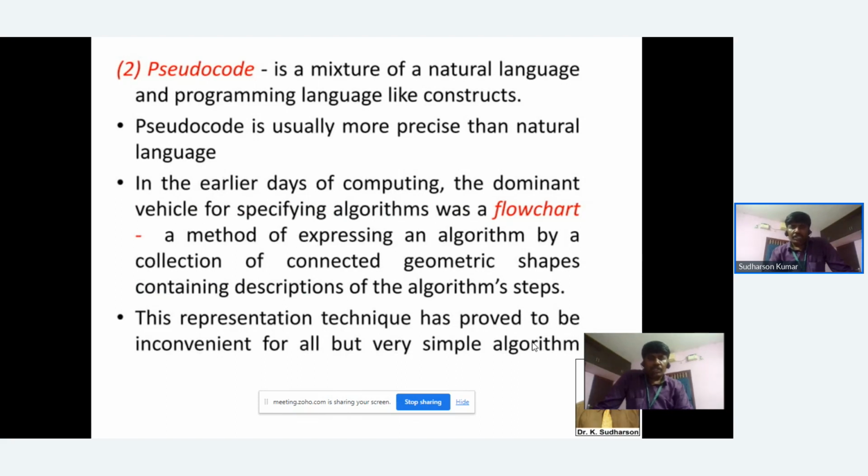And flowchart, obviously, you know, it is a diagrammatic representation of an algorithm, or we can say a pictorial representation of an algorithm.